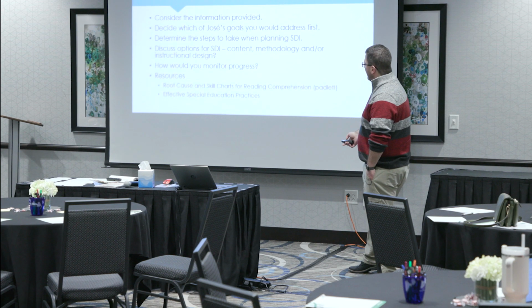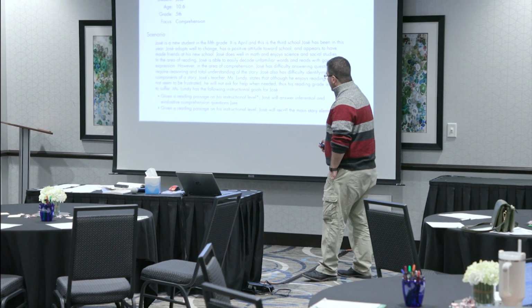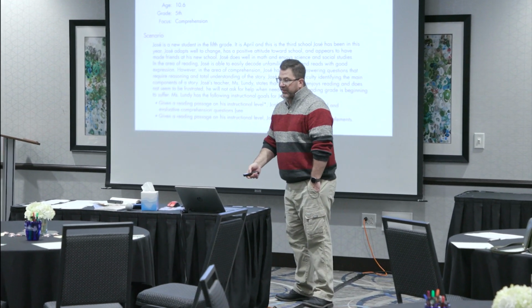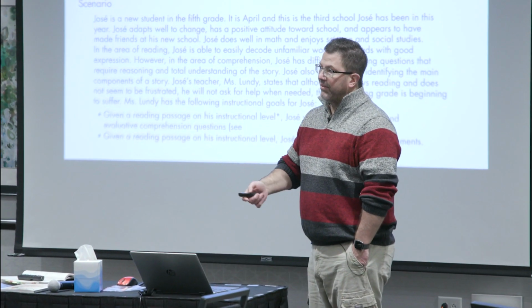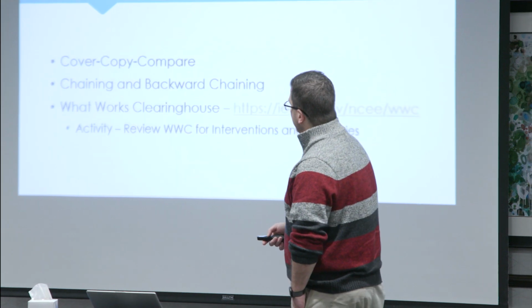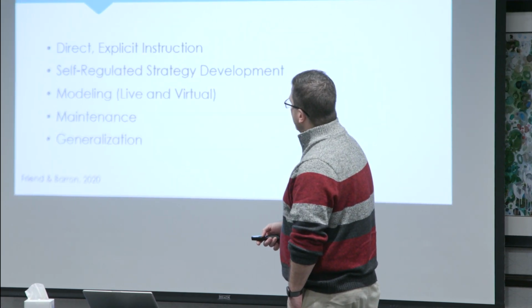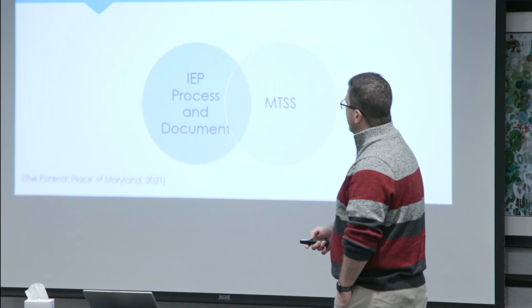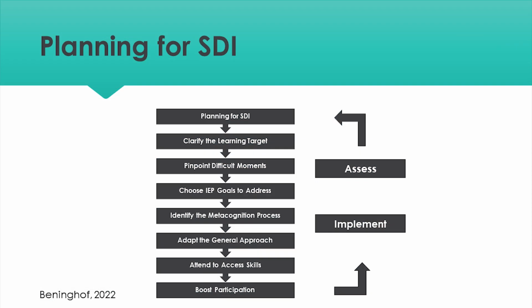Steps to take when planning this. Once we've determined where we're going to go, we can go back to that planning diagram. It might be a ways back here, but we'll go back to it. There it is. Just looking at clarifying the target there. That's the setting of the goal, where we want to get to by the end of this IEP. And then, what's going to be difficult.